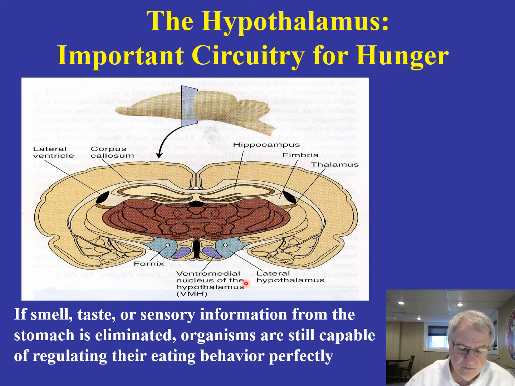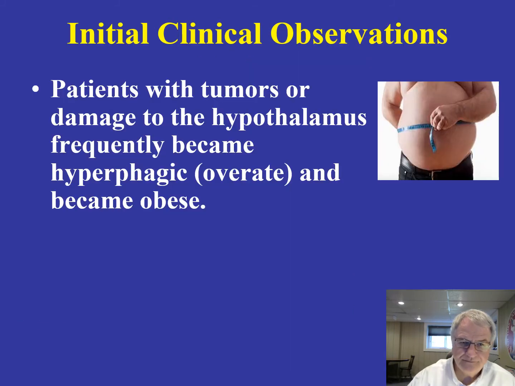So what we call the ventromedial nucleus of the hypothalamus, and again, it's here and here. And the lateral hypothalamus that you see here and here, very much involved in the regulation of this behavior.